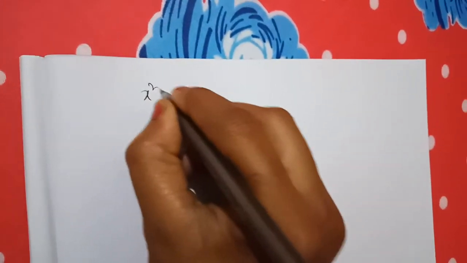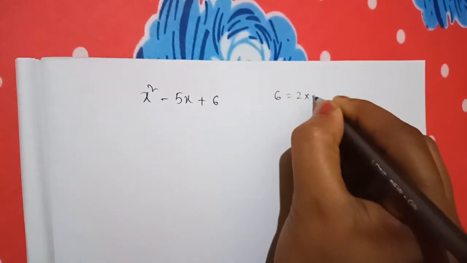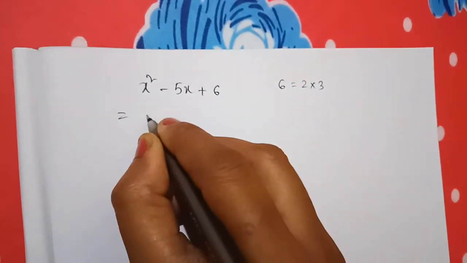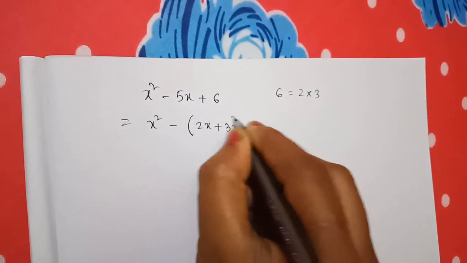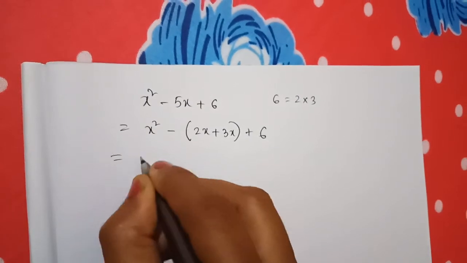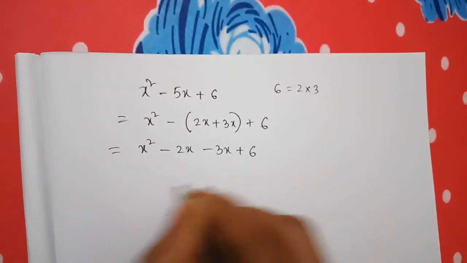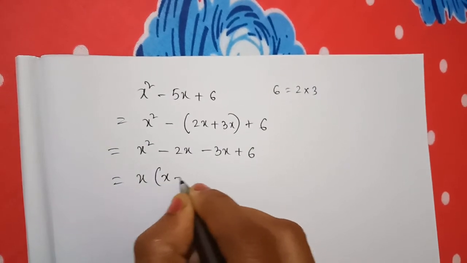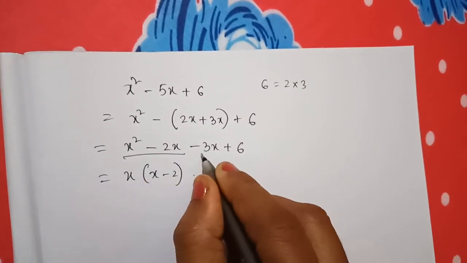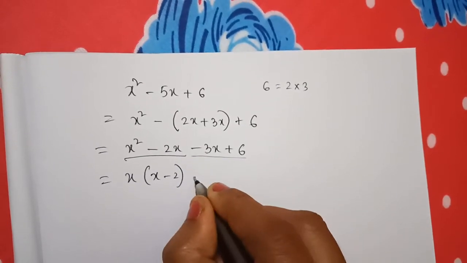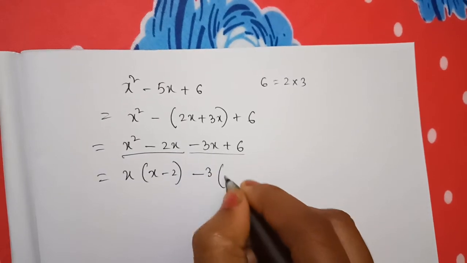So for x square minus 5x plus 6, we are taking 6 equals 2 into 3 in this way. So x square minus 2x minus 3x plus 6. So ultimately we are getting, from the first two, x into x minus 2, and from these two, I am taking minus 3 common. What is left? x.